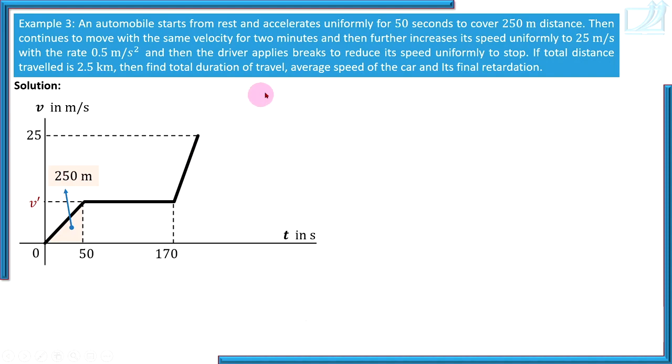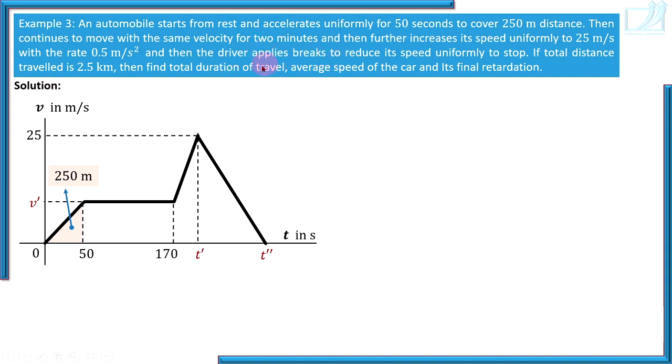But up to what time is this accelerated motion? We don't know. So I have labeled that time. But this acceleration from 170 to t' is 0.5 meters per second square, meaning the slope of this line is 0.5 meters per second square, that is given. Then the driver applies brakes to reduce its speed uniformly to stop. So speed reduces uniformly and it stops. What is the time here? We don't know. So I have labeled it.